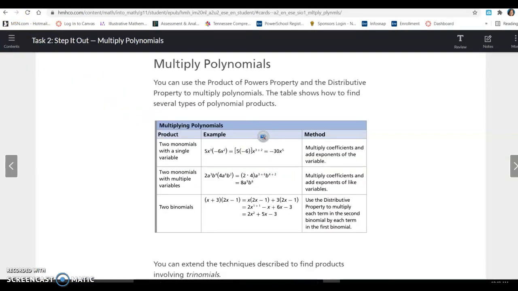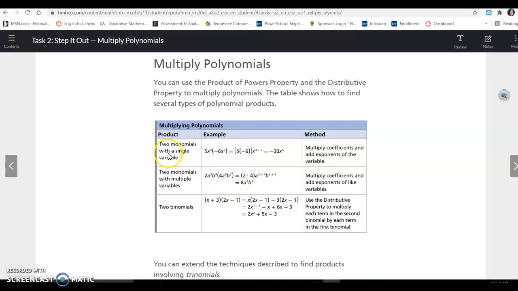We're on lesson 4.3, task 2, multiply polynomials. All right, so you can see that you can use the product of power property and the distributive property to multiply polynomials. The table shows how to find several types of polynomial products. Remember, the power product is one of your exponent properties. We did a lot with exponents last year in Math 2, so hopefully that is familiar. If not, you definitely need to review properties of exponents.